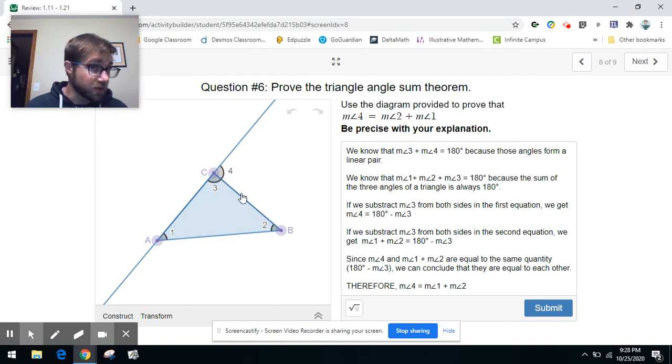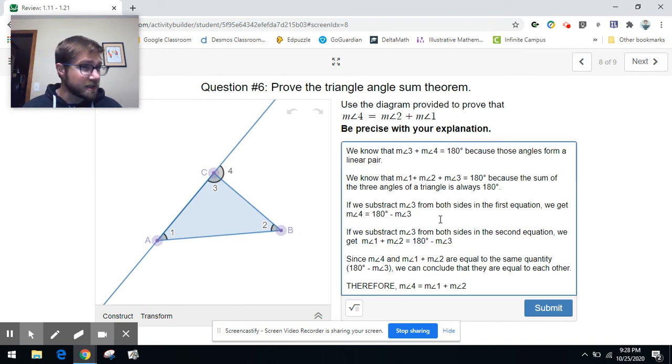1 and 2 and 3, the three angles inside the triangle, also add up to 180 degrees. And then very similar to what we did in the vertical angle proof, a little bit of algebra. If we take those equations that we started with and subtract measure of angle 3 from both sides, here's what it looks like. Measure of angle 4 equals 180 minus measure of angle 3. Or measure of angle 1 plus measure of angle 2 equals 180 degrees minus measure of angle 3.